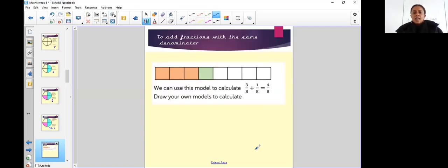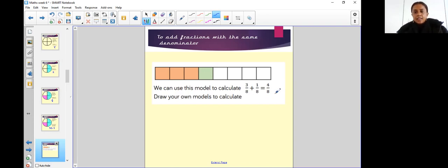So let's have a look at the model. So we've got 3/8. So in pink, we've got 3: 1, 2, 3. And in total, we've got 1, 2, 3, 4, 5, 6, 7, 8. We've got 8 squares. So 3/8 add 1/8, which is in green, equals 4/8.